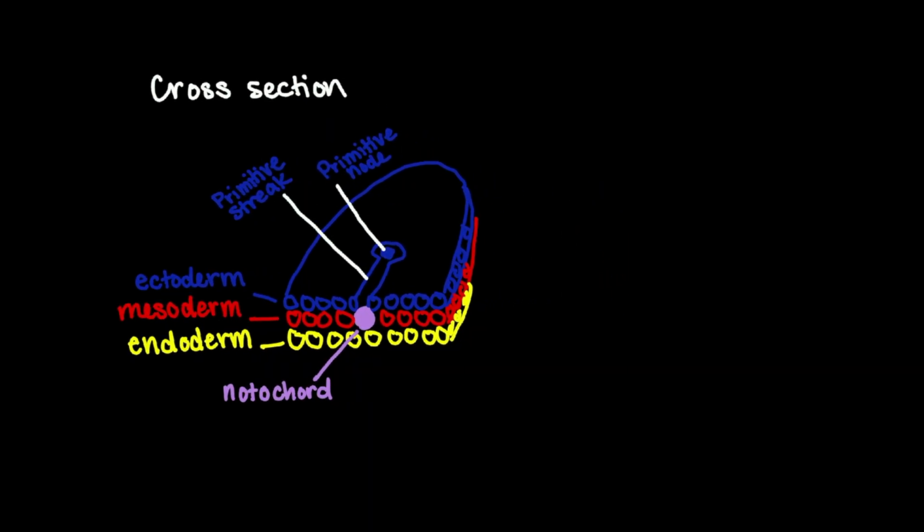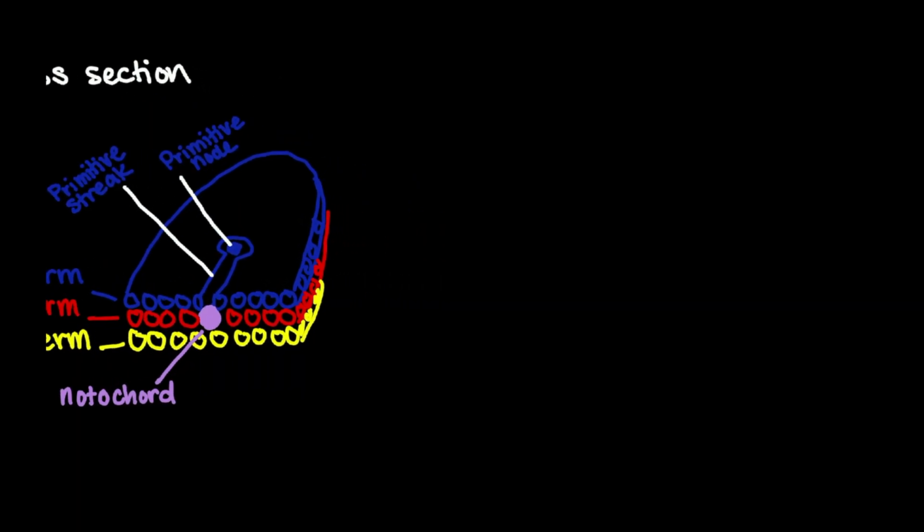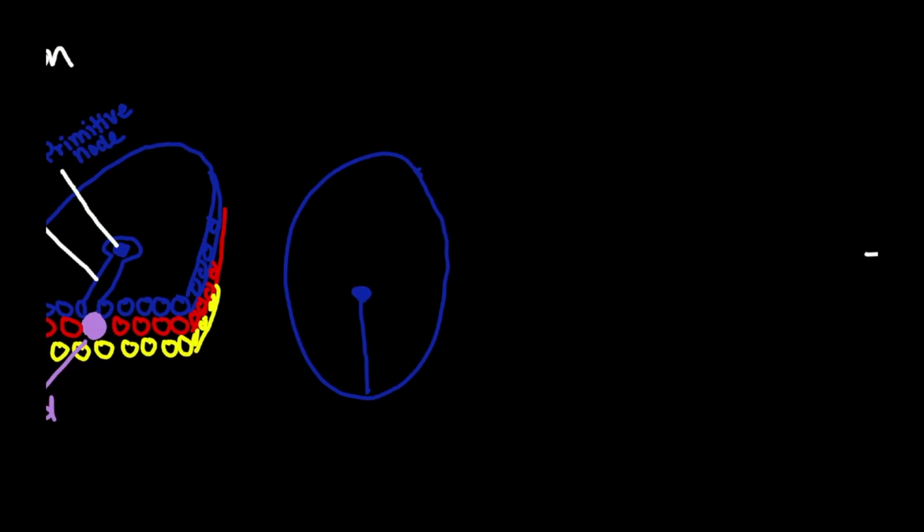So with that being said, we will look at our germ disc from the ectoderm view, the dorsal view. Here's that primitive node and the primitive streak. It will elongate the embryonic disc, and the notochord will elongate, and as the disc elongates, the primitive streak and the primitive node regress.